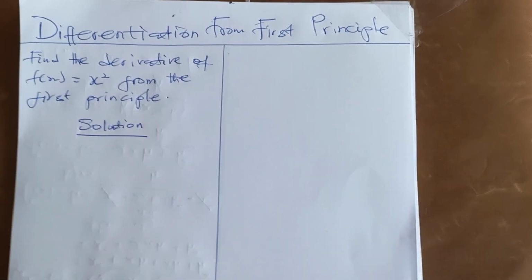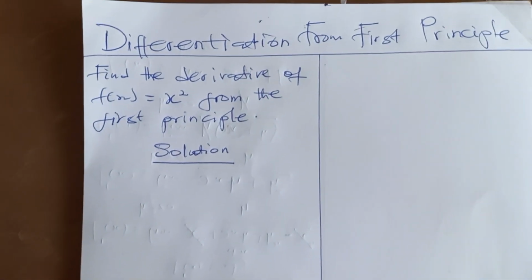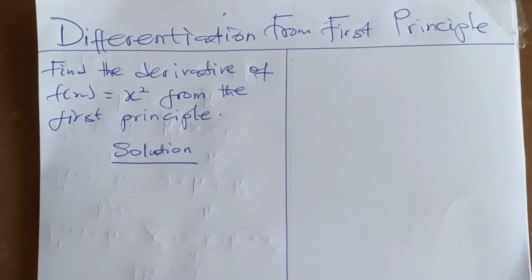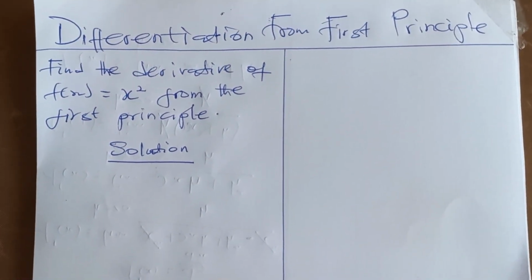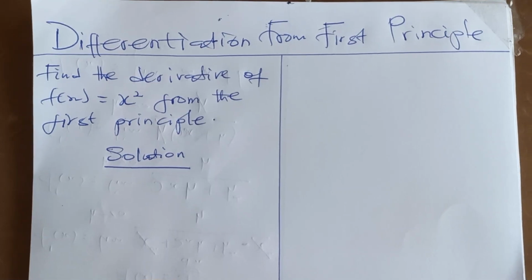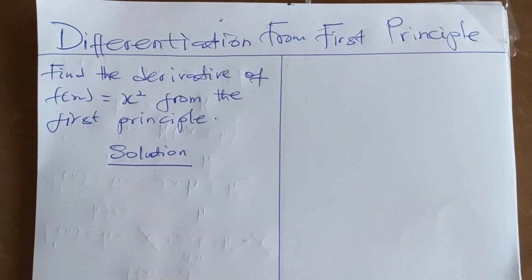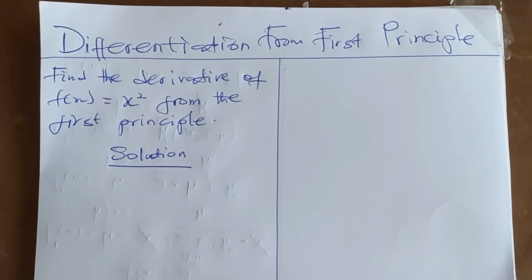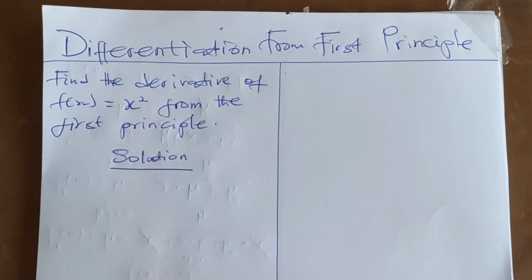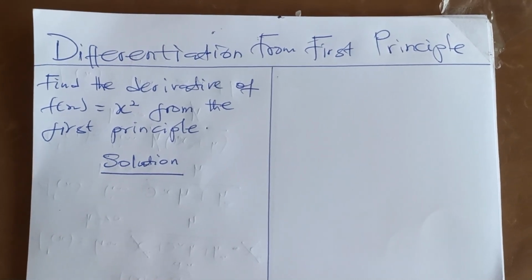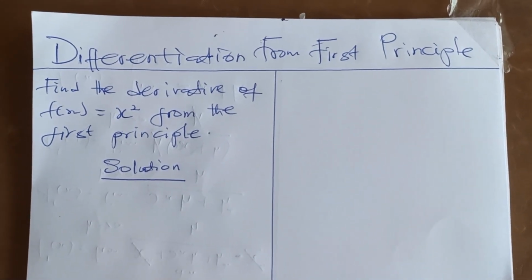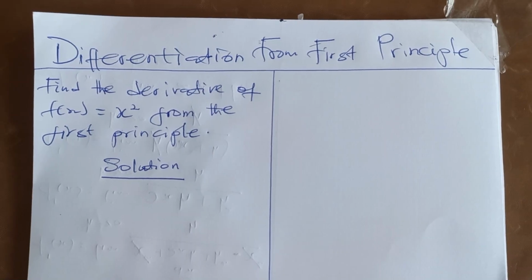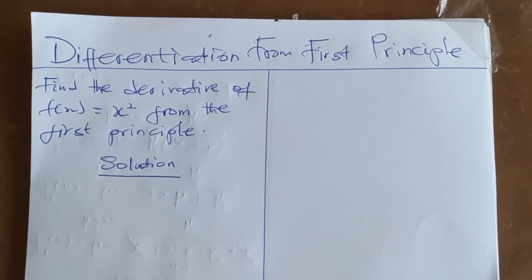So today we are looking at differentiation from the first principle. Okay, good. So we have to find the derivative of f of x is equal to x squared from the first principle. So what we need to do is to state the definition of the first principle.